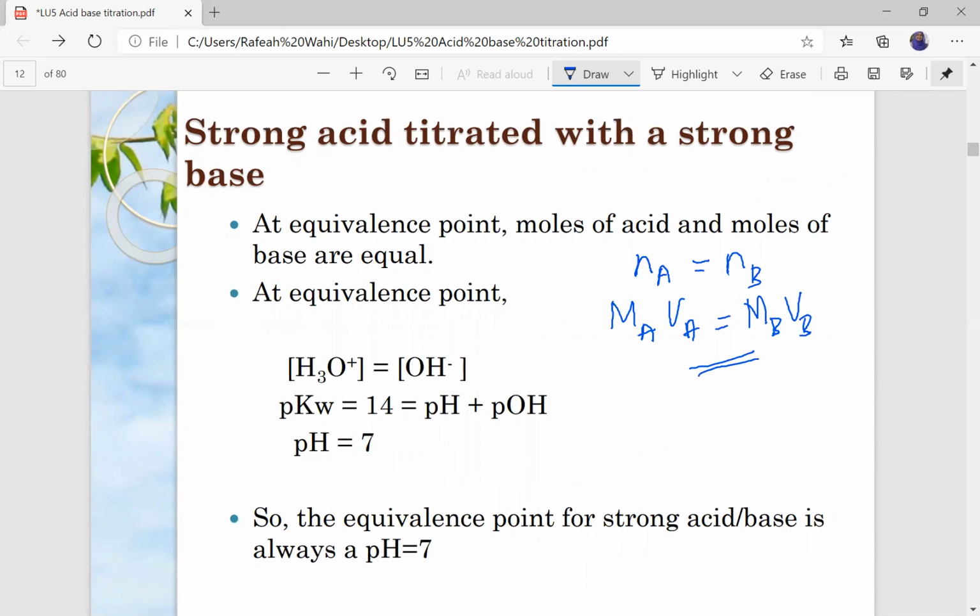And at equivalence point, we know that the concentration of hydronium ion is equal to the concentration of hydroxide ion, and the pH is always 7. The equivalence point for strong acid and base titration is always pH 7.